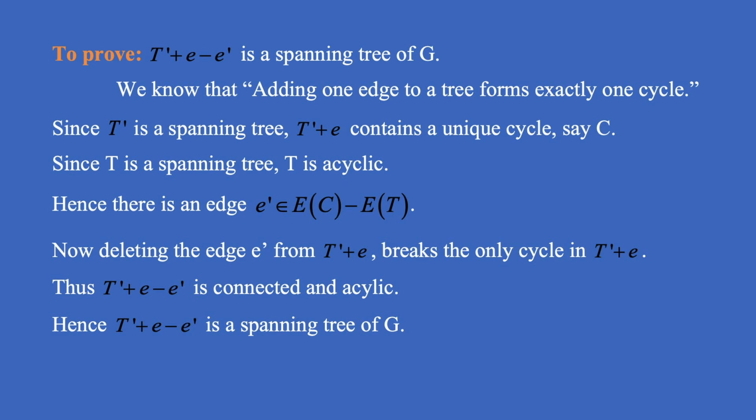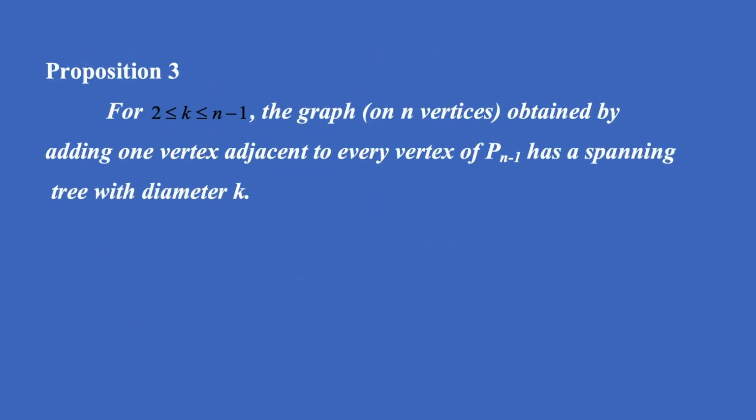Now, deleting the edge e' from T' plus e breaks the only cycle in T' plus e. Thus, T' plus e minus e' is connected and acyclic. Hence, T' plus e minus e' is a spanning tree of G. The next proposition, Proposition 3.